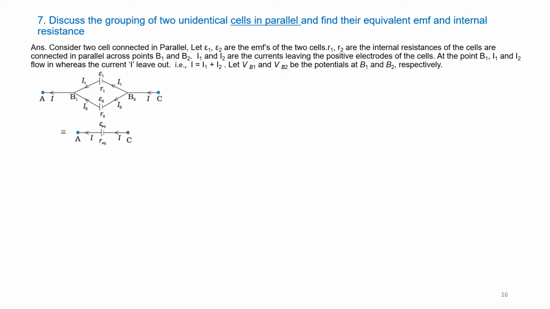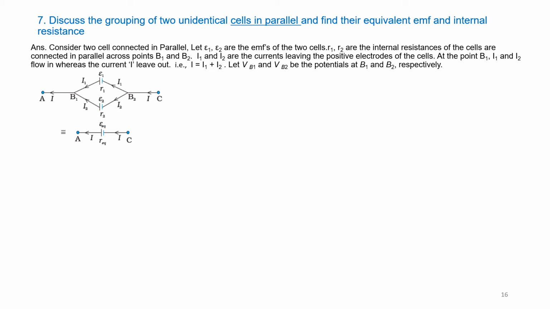As explained, we first have to mark the currents. See the arrows here. They start from positive and meet at B1. Incoming currents at B1 are I1 plus I2 and they go out as I. Similarly, at B2 the currents are like this. The currents are outgoing from this junction B2. I2 is going towards negative.